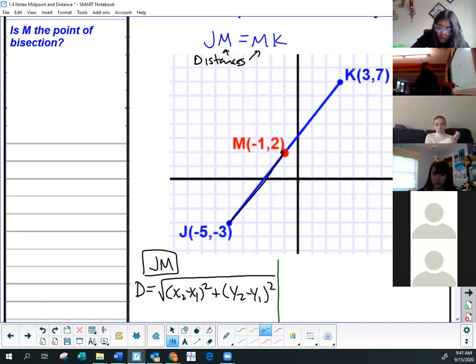M is a midpoint of JK if and only if JM is equal to MK. Thank you. You're welcome. And so the gist of it is we're just checking two distances, and we're going to check to see if they're the same.